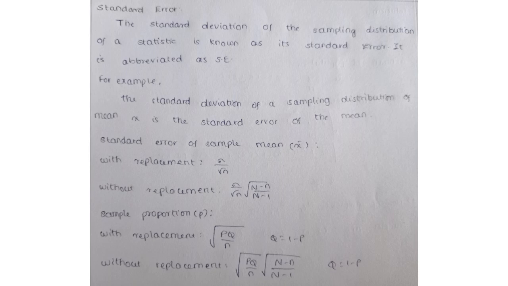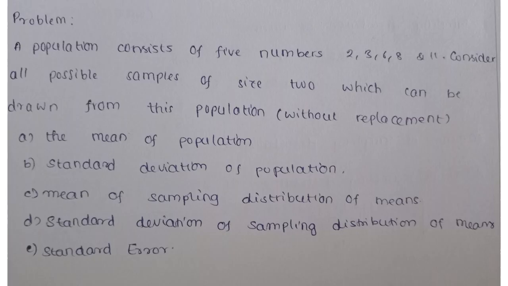Now let us see an example for finding standard error. Here the question is: a population consists of 5 numbers 2, 3, 6, 8 and 11. Consider all possible samples of size 2 which can be drawn from this population without replacement. Here we have to find the mean of population, standard deviation of population, mean of sampling distribution of means, standard deviation of sampling distribution of means and standard error. Now let us see the solution.